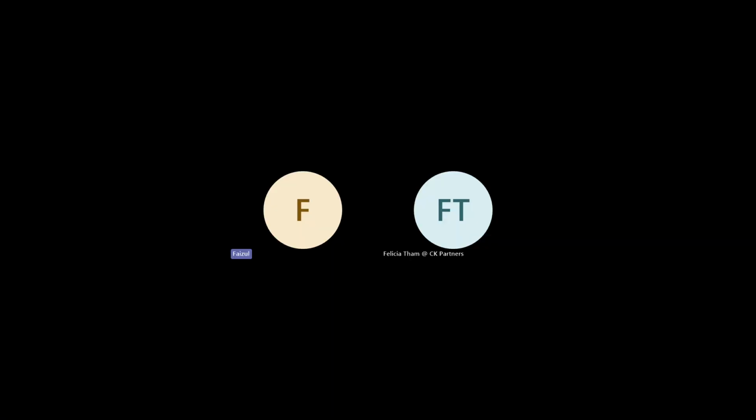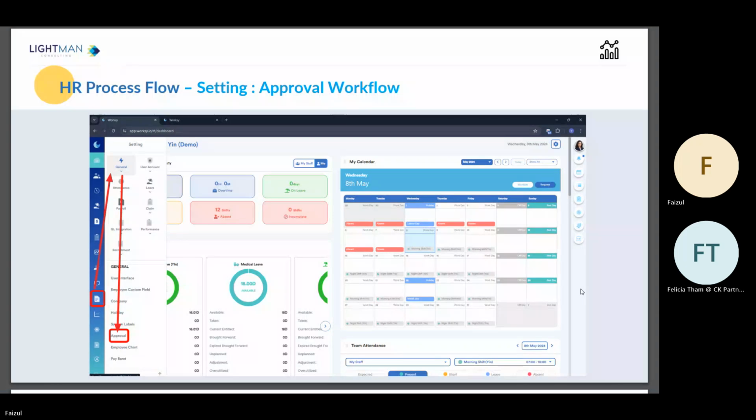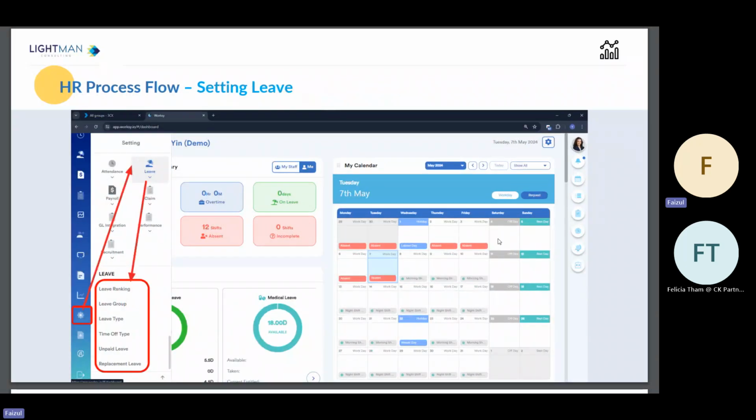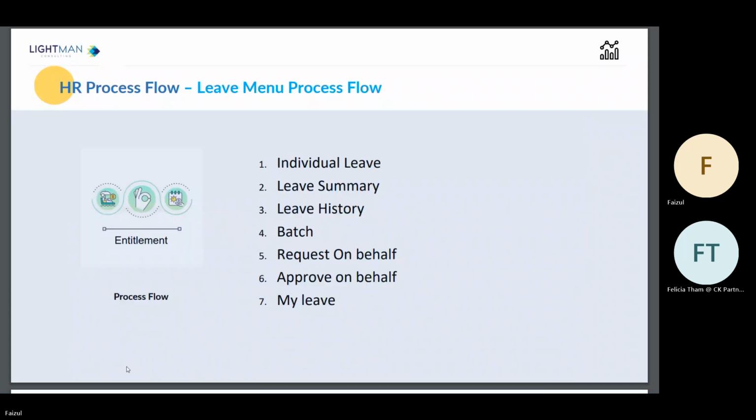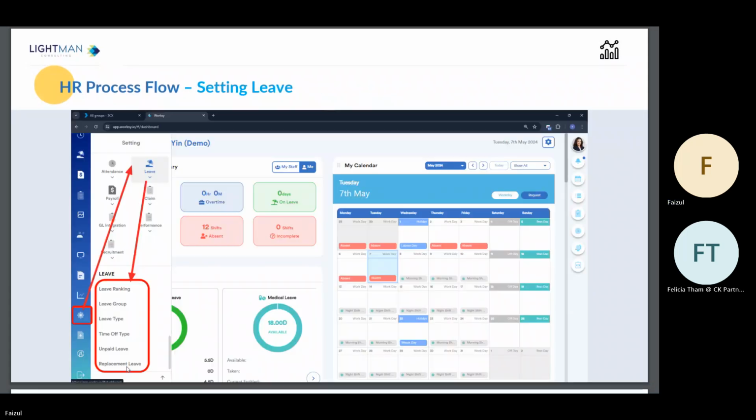Okay, we go back to our slide. So next is the setting leave. First, click the setting button here. Leave. We have the leave ranking, leave group, leave type, time off type, unpaid leave, and replacement leave. This one. All right, so we go back to our system.